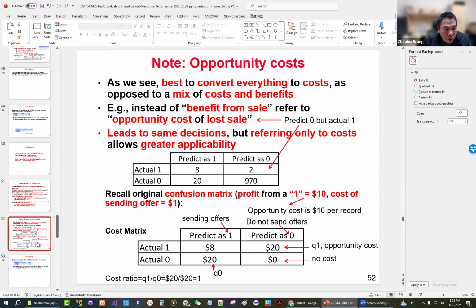Here we discuss the opportunity cost. And we can convert everything to cost, just misclassifying cost for one class. It's better than misusage of the cost and profit, cost and benefit. So we will not use the benefit from sale. We will use the opportunity cost of lost sale.